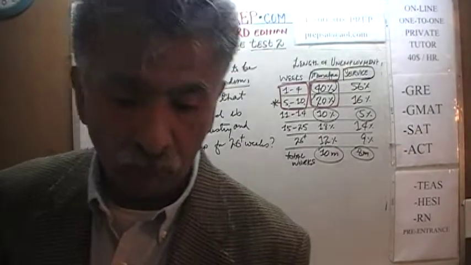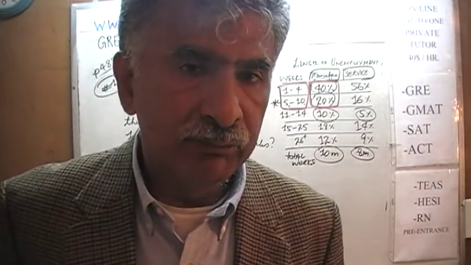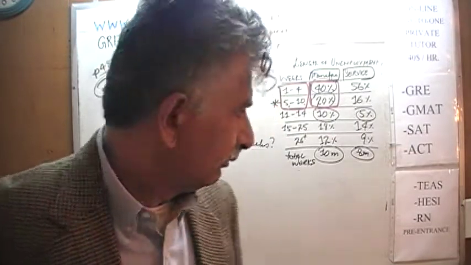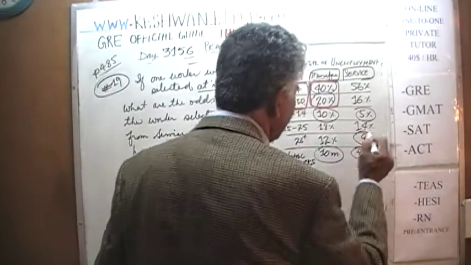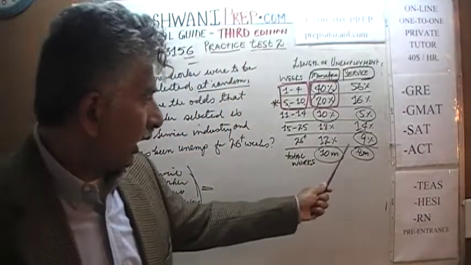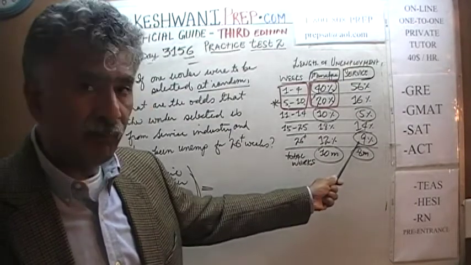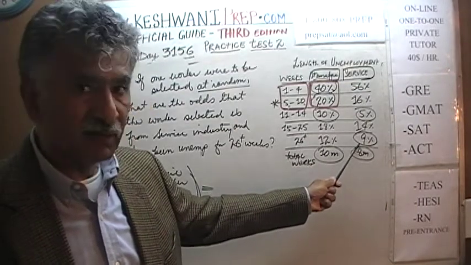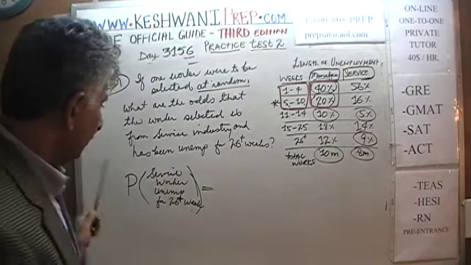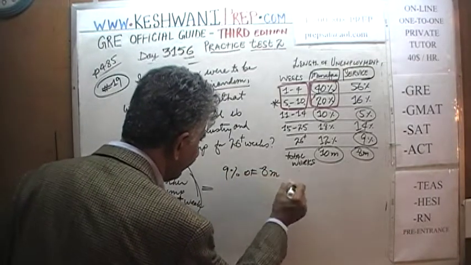How many such workers are there altogether? Number of workers who belong to service sectors and have been unemployed for more than 26 weeks. Well, it's right here, 9%. 9% of all the workers in the service sectors have been unemployed for more than 26 weeks. But the next question is, 9% of what? How many total workers are there in service sectors? The answer is 8 million. So the top is going to be 9% of 8 million.